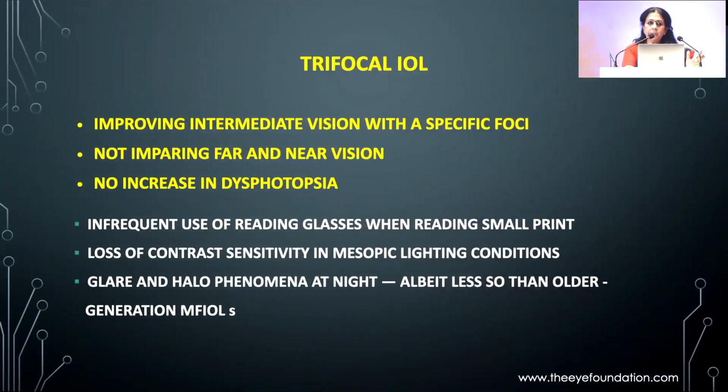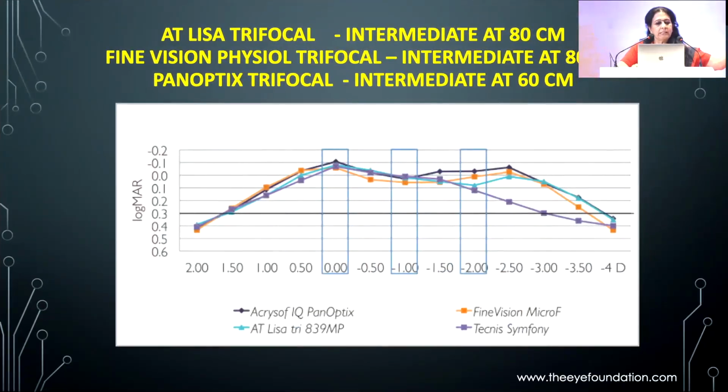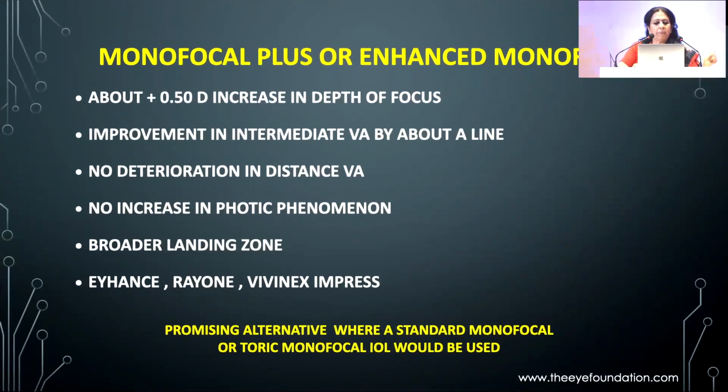While all this was happening, there came the trifocal lenses, which gave great distant vision, near vision, and also a decent intermediate vision. How did it give us three focal points? Essentially what it did was, it ensured that the loss of light was minimized in these designs of lenses, and these are the AT LISA, FineVision, and PanOptix, wherein they have given the intermediate vision either as 80 or 60, which they have optimized based on the needs of the patient.